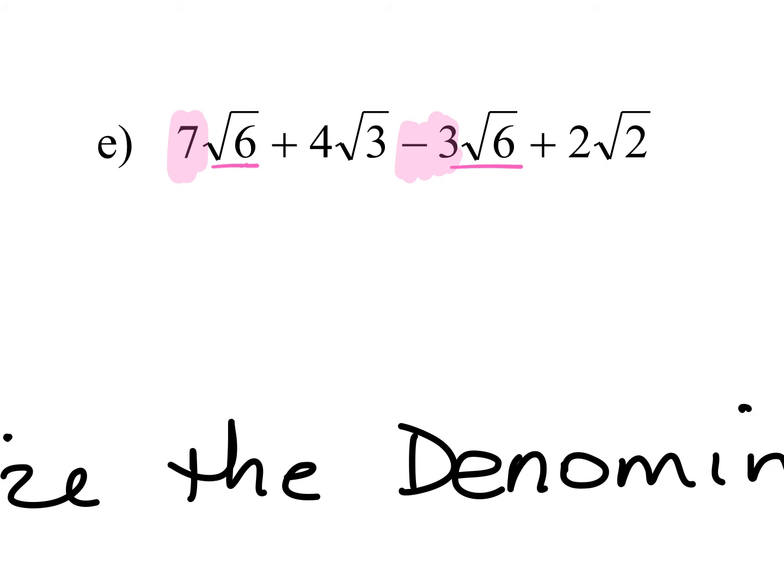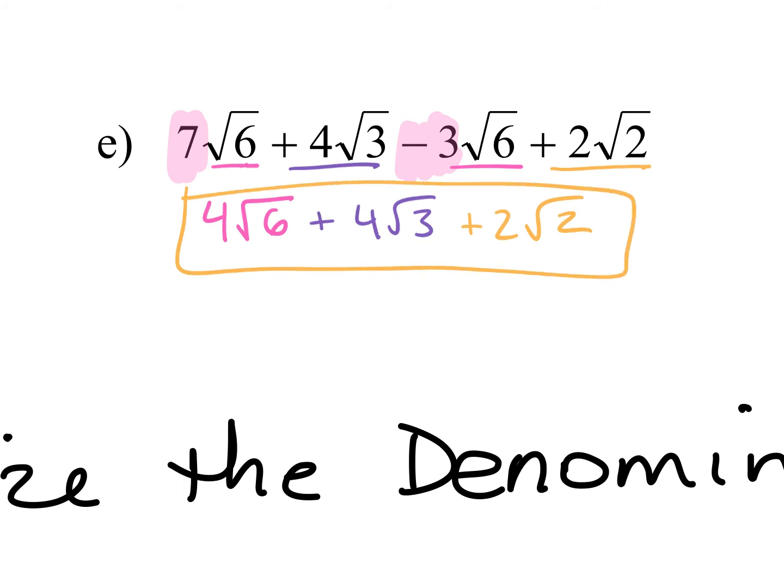So I have 7 minus 3, which is 4. So 4 square root 6. And then what do I do with the other 2? Just leave them. So plus 4 square root 3 plus 2 square root 2. Cannot combine them. We just leave it there.